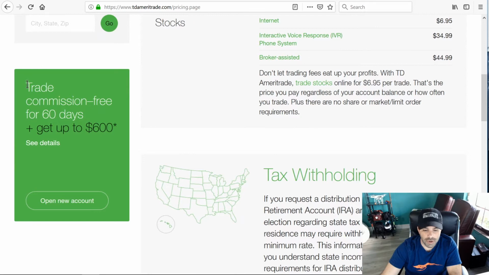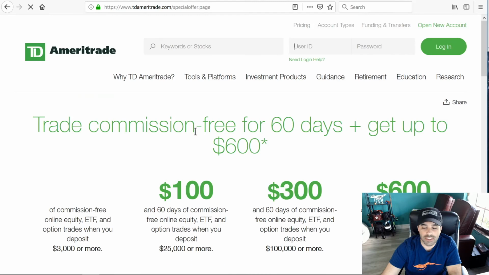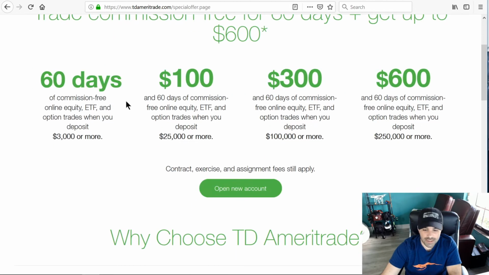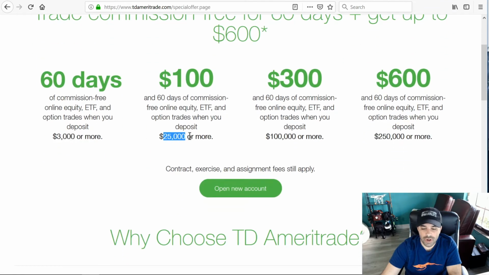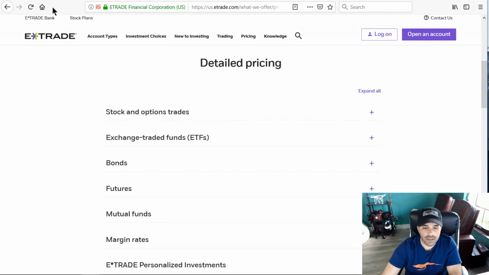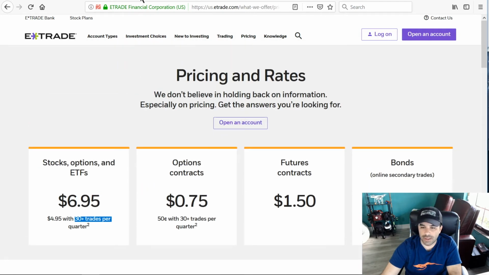Look, for example, TD Ameritrade right here. Trade commission free for 60 days or up to $600. Click see details and it'll tell you exactly what you need to do. See, if you start off your account with $3,000, they'll give you 60 days or obviously $600 of free trades. If you do $25,000 in your account or more, they'll give you $100, $100,000, $300, and $50K, $600 they're going to add into your account. That's pretty cool. And like I said, E-Trade has the same things, I just can't find them right here. For some reason, I just don't have it handy.